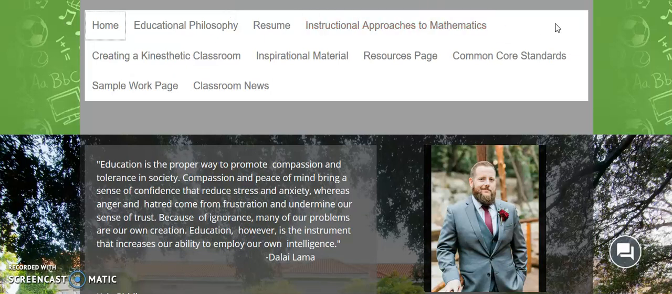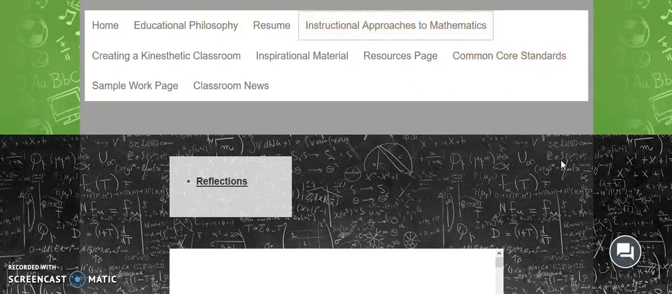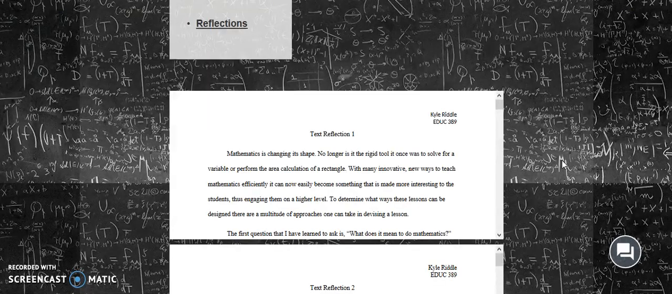Today we're going to look at the section titled Instructional Approaches to Mathematics. Here we're going to find a collection of my work from the term, beginning with the text reflections, which were done from the book Elementary and Middle School Mathematics, Teaching Developmentally. It was the 9th edition of that book, written by John A. Vandewalle, Karen S. Karp, and Jennifer M. Bay-Williams.